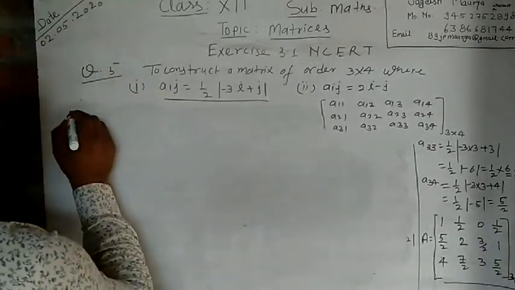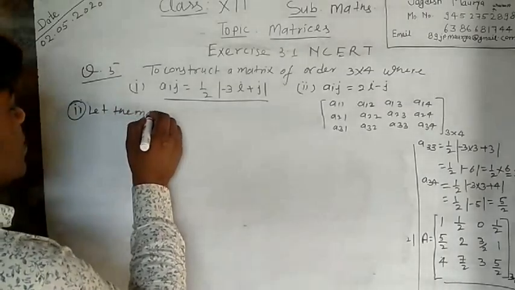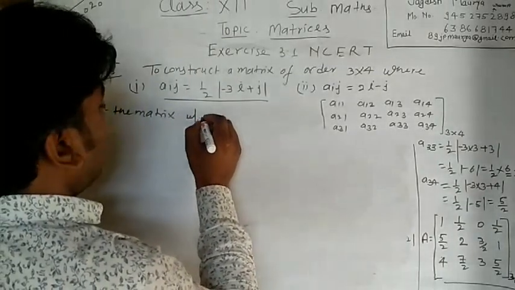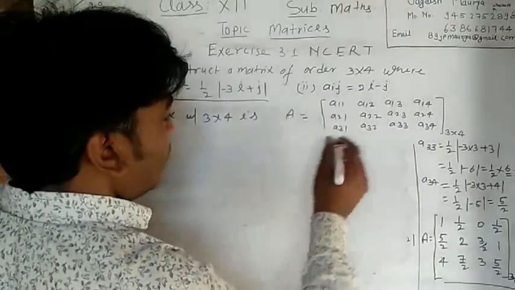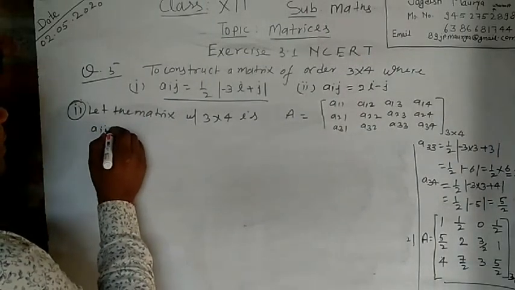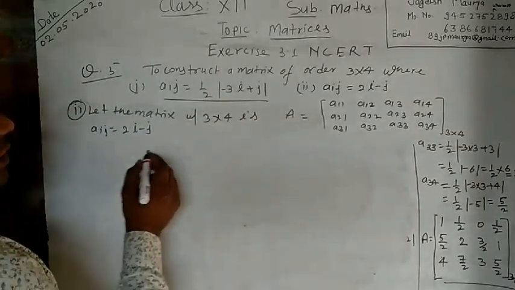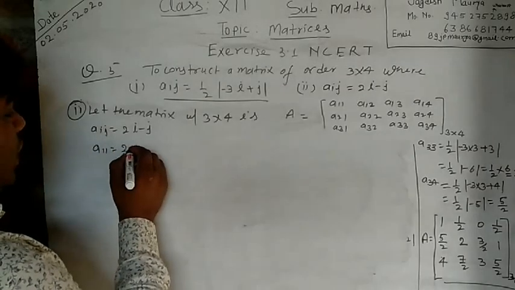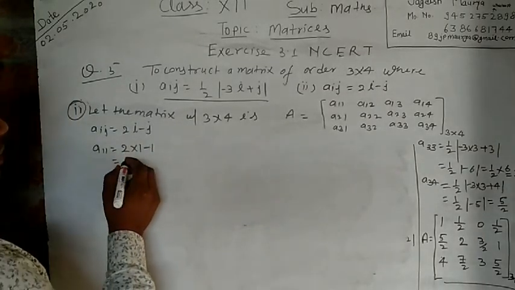Let the matrix of order 3 by 4 be A, where Aij is given by 2i minus j. So first we find A11. A11 means 2 into 1 minus 1. This will come 2 minus 1, which is 1.